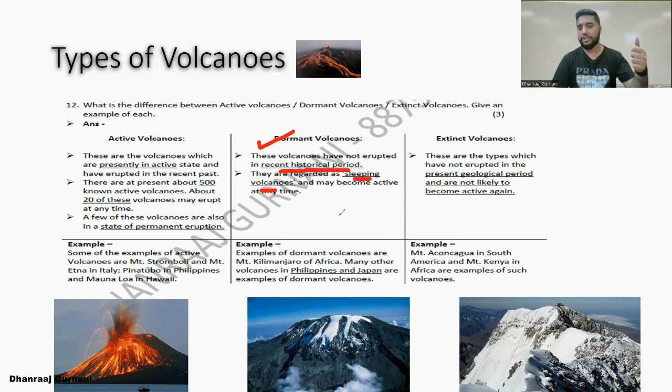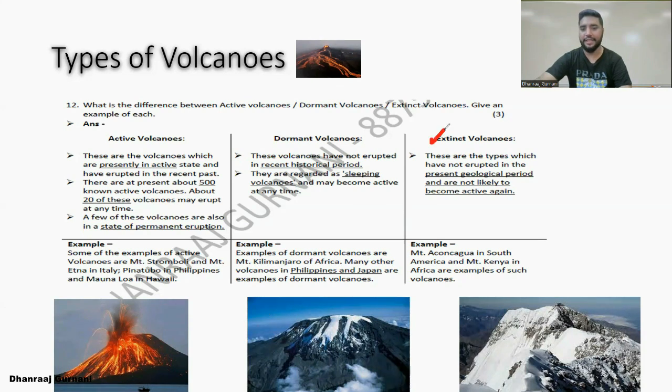Revising keywords, they have not erupted in the recent historical period. Sleeping volcanoes, but they may shift categories from dormant to active at any given point of time. Examples of dormant volcanoes: Mount Kilimanjaro in Africa, and many other volcanoes in the Philippines and Japan are examples of dormant volcanoes. Here is a photo of Mount Kilimanjaro.